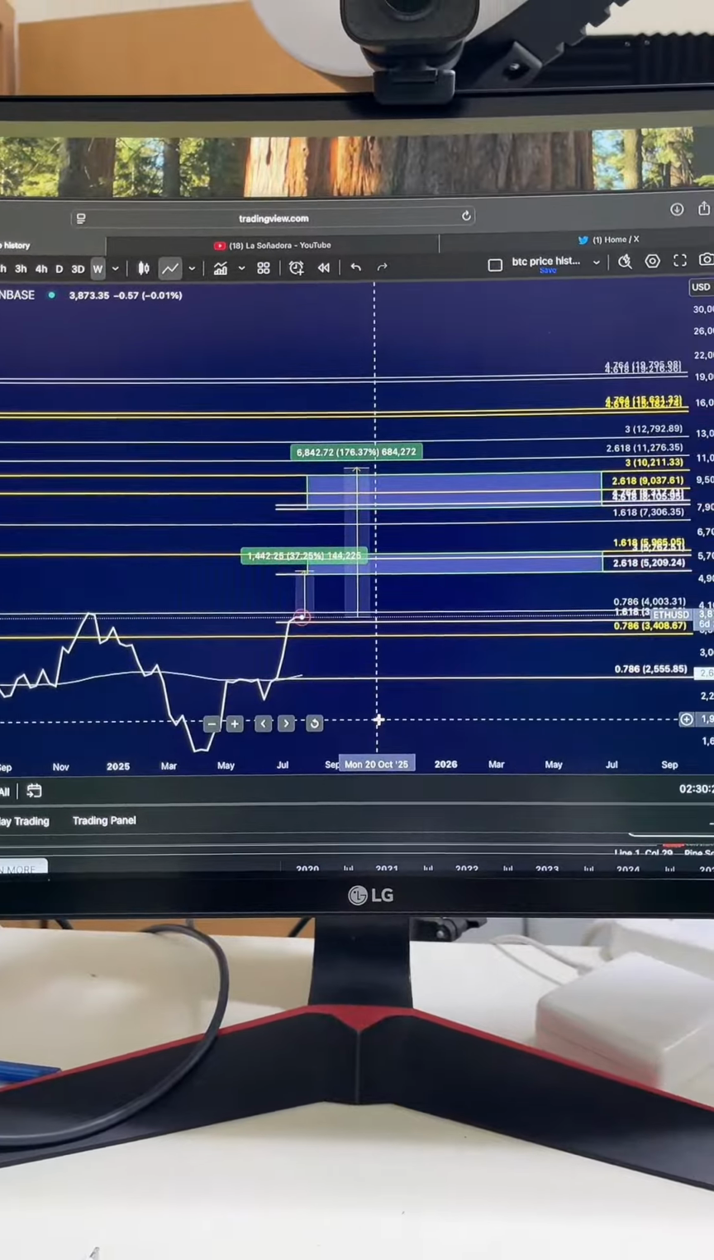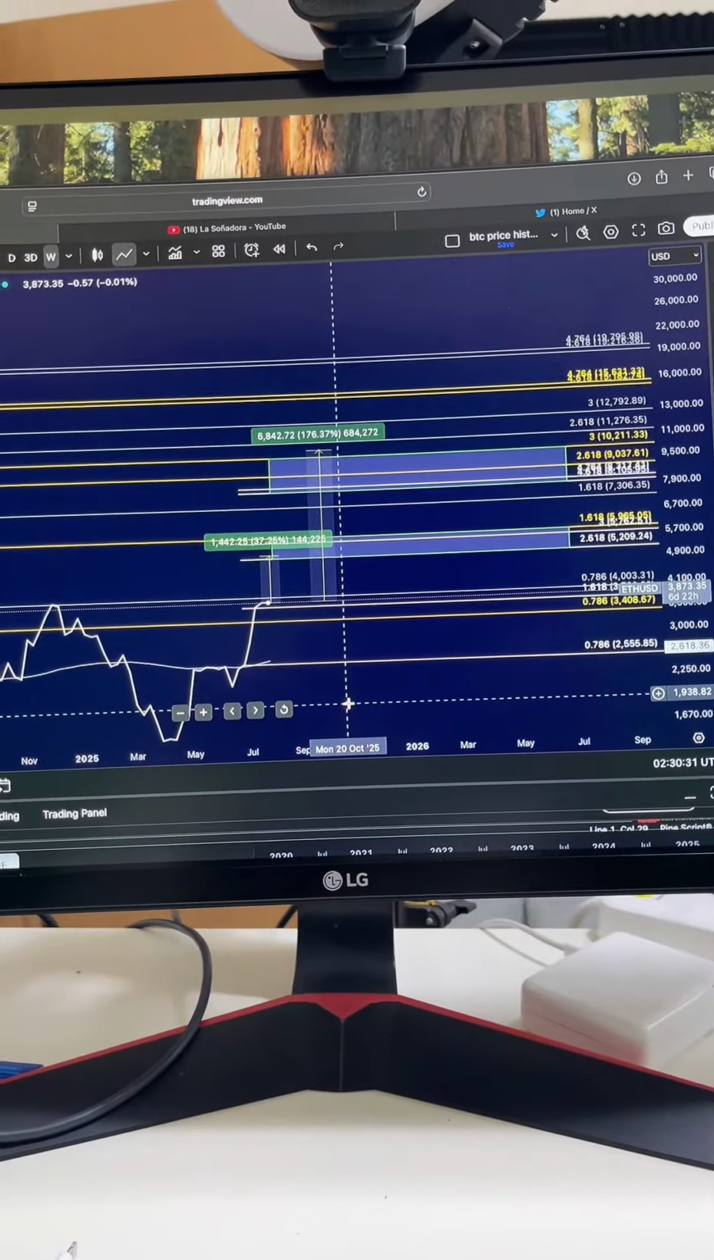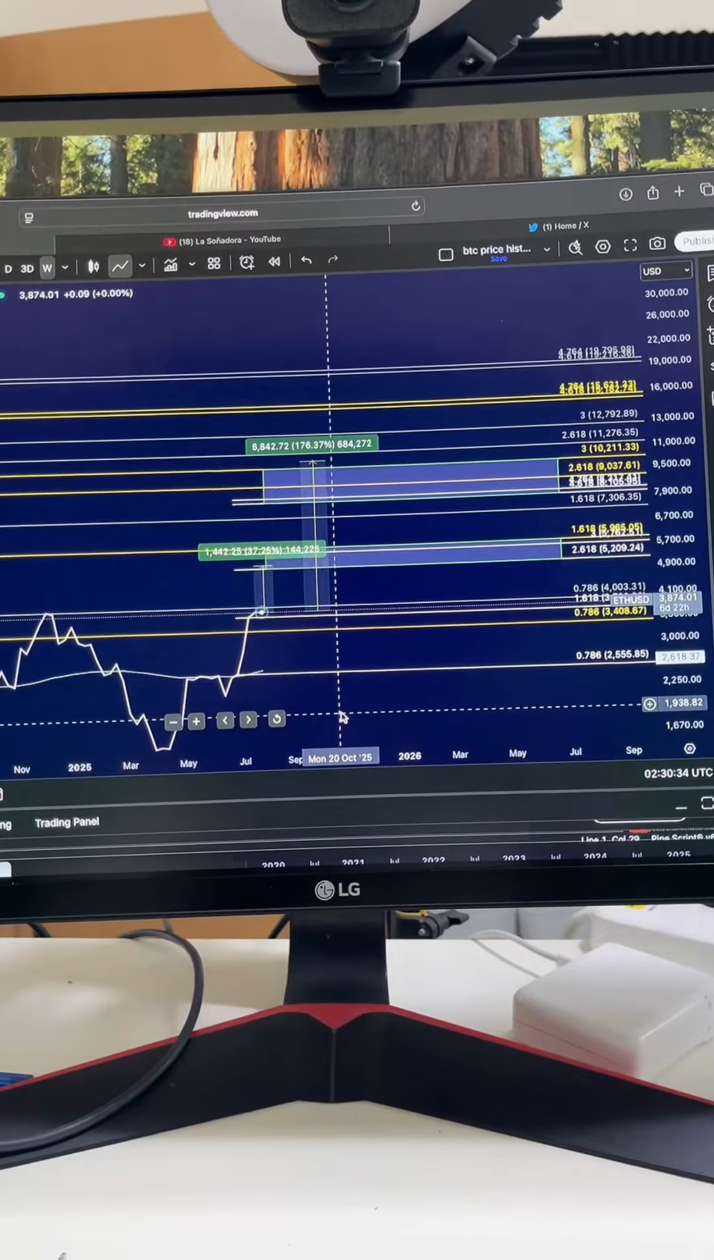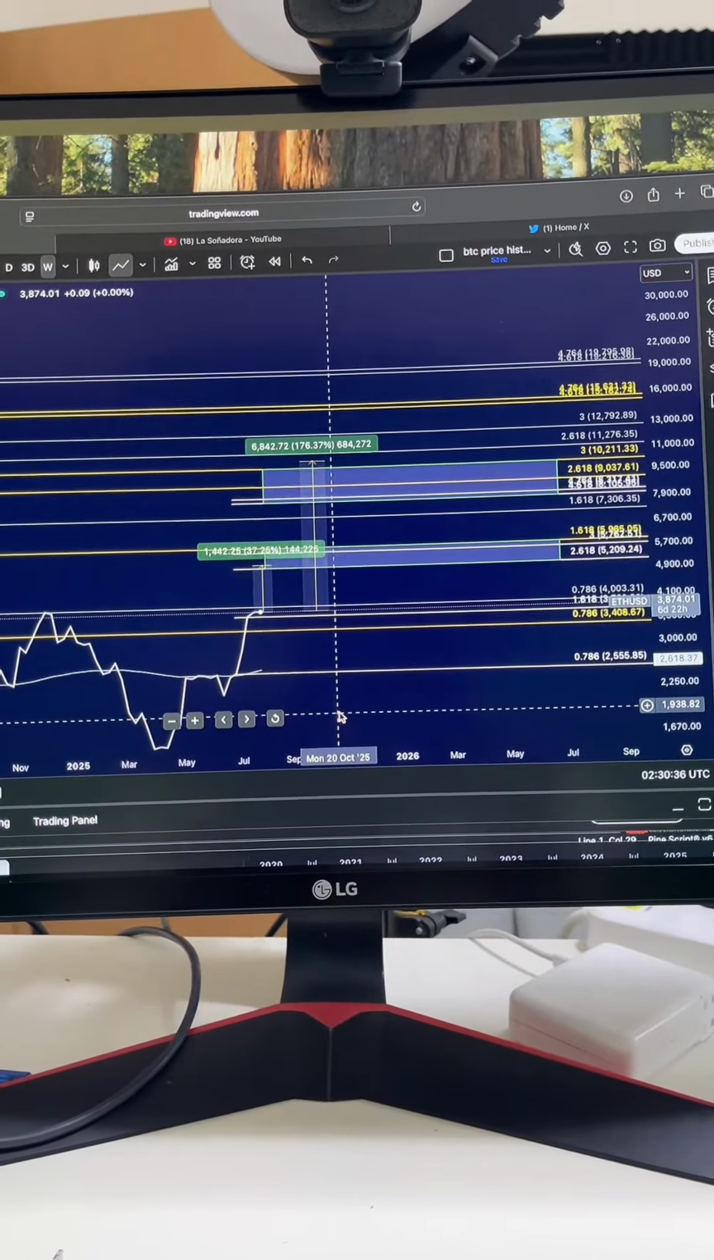But just know, though, that the big move to the upside for Ethereum will be humongous for every other altcoin.